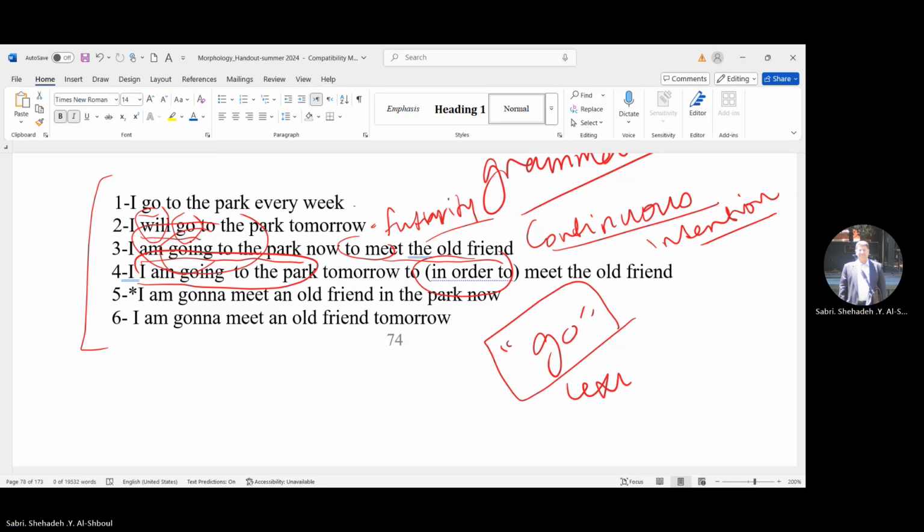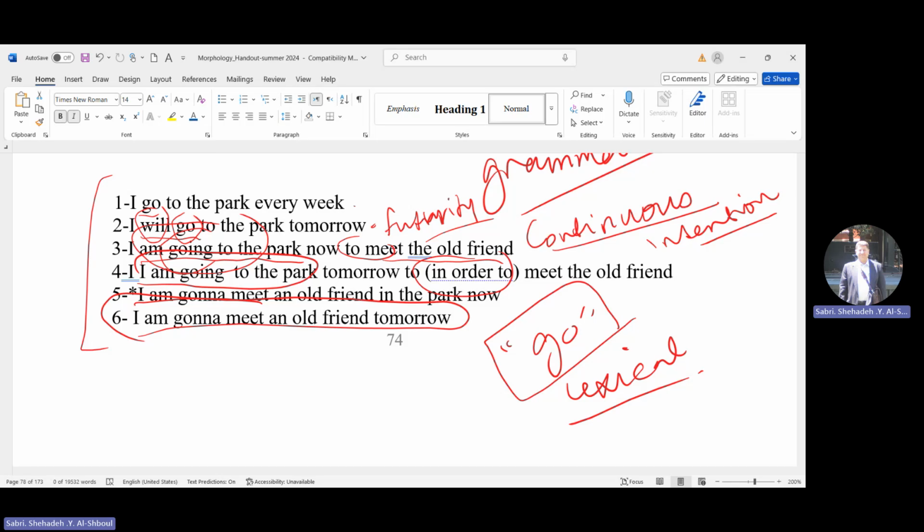If we look into "I'm going to," we said that go is lexical. The evidence that this verb is lexical is that it cannot accept shortening. So we cannot say "I am gonna meet an old man in the park now." This is an illegal form because the verb go is lexical and it cannot be shortened. But the turning point in the history of this verb is evident in example six. Here we see "I am gonna meet an old friend tomorrow."